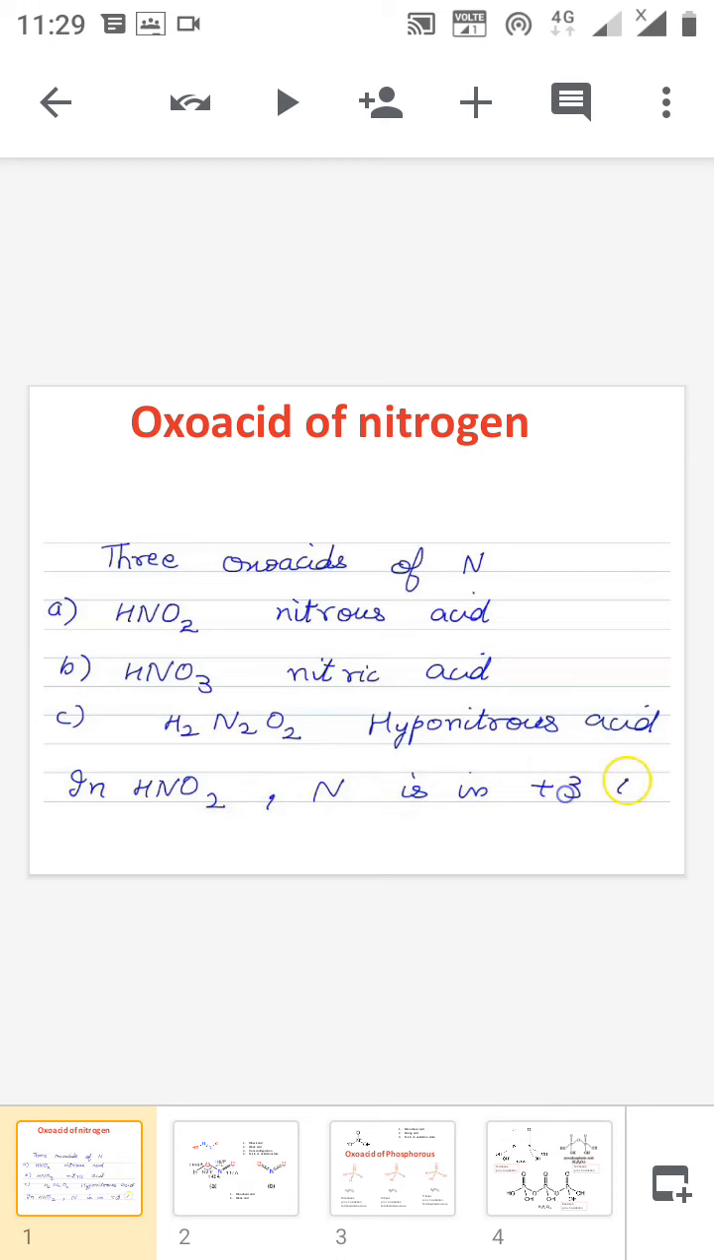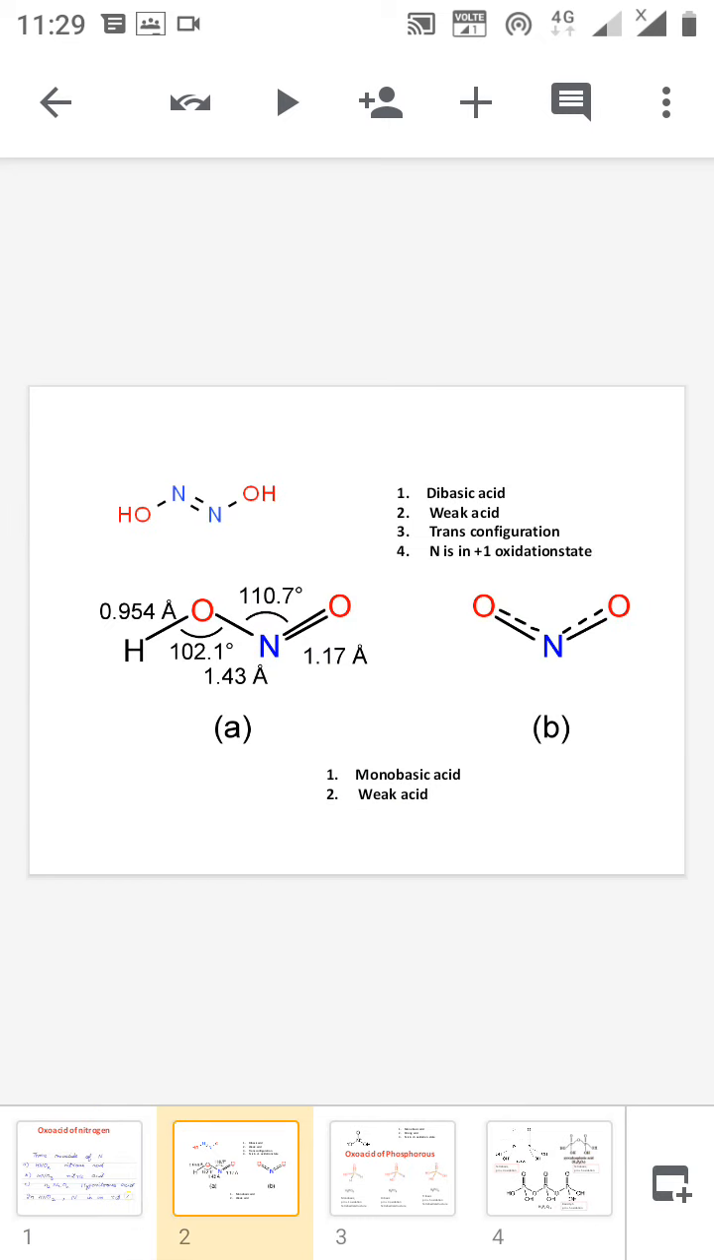Nitrogen forms three different types of oxy acid. First is HNO2, second one is HNO3, and third is H2N2O2. The three acids are nitrous acid, nitric acid, and hyponitrous acid. Now we are moving into the structures. First one is H2N2O2. See the first structure at the top.